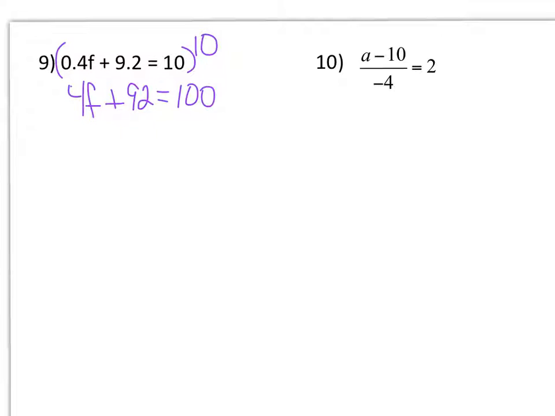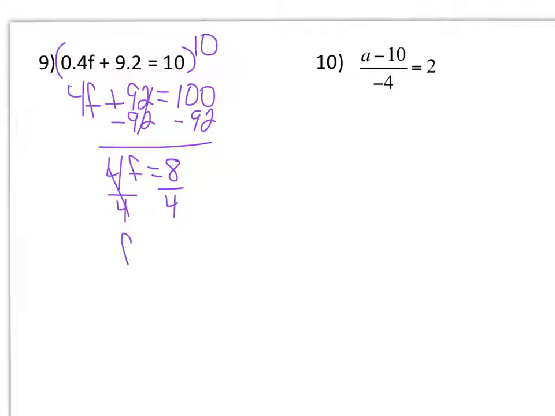And then we can solve this equation like we did on the last few. So I'm going to subtract 92. I'm left with 4f equals 8. And then divide both sides by 4. So f equals 2. So it's probably a lot easier solving it that way than having to worry about decimals.